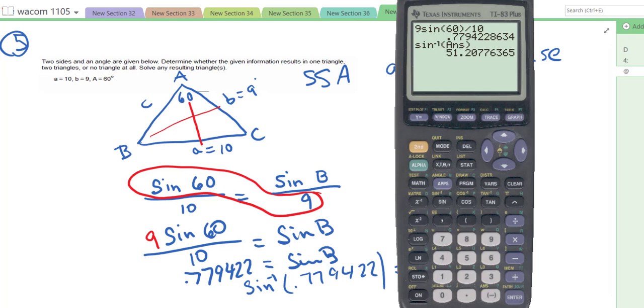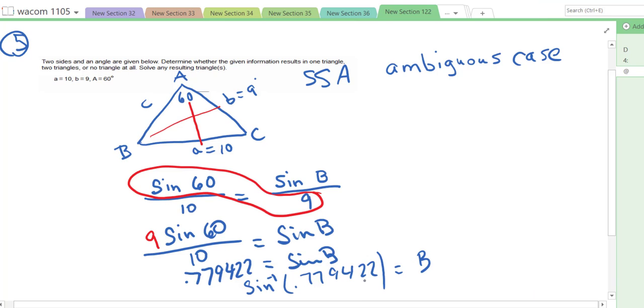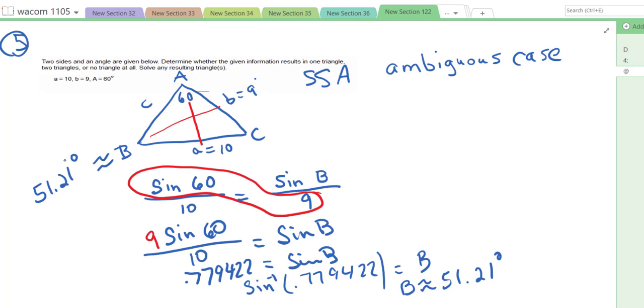And so for my B, I have 51.21. Okay. All right, and so now for my angle C, I can get that. Oh, no, I need to check something. All right, I need to check right here, before I go further.